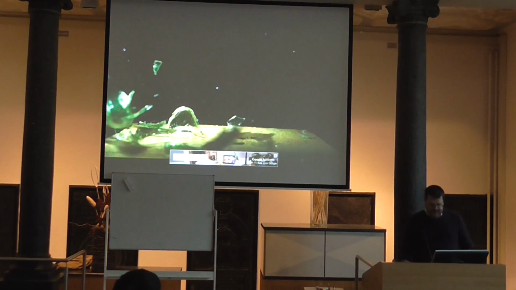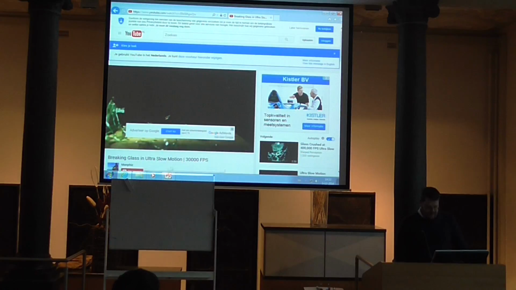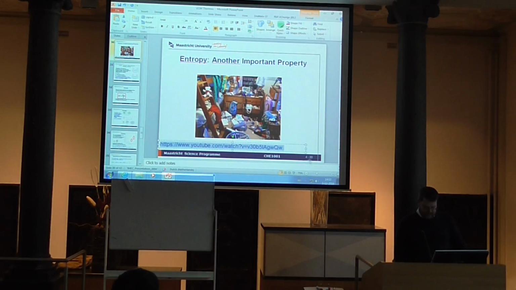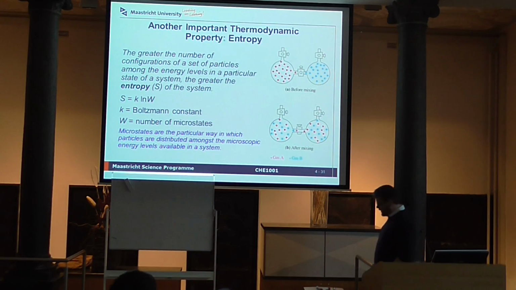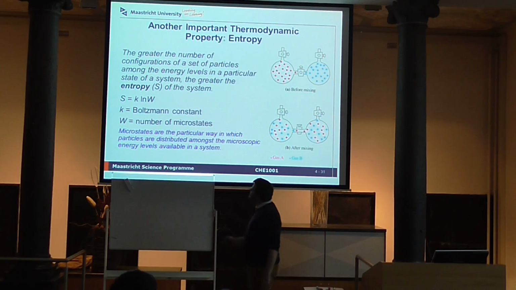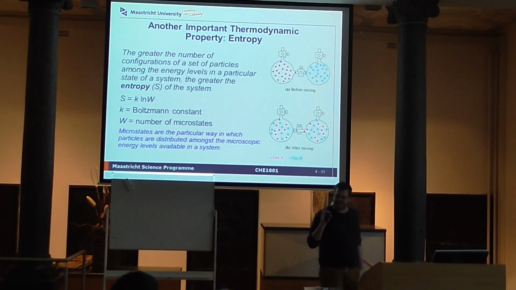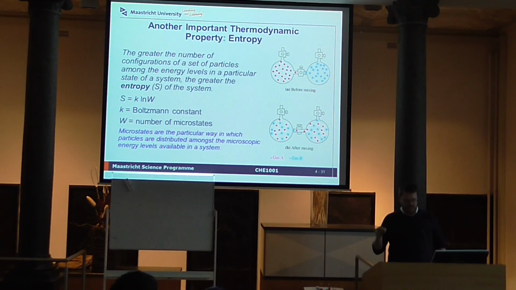Entropy is the tendency of the universe to become more disordered and chaotic. And it has a formal thermodynamic definition, which I will just mention. This is not really important, but this is the formal definition of entropy. S equals k ln W. Now, remember I mentioned our friend.